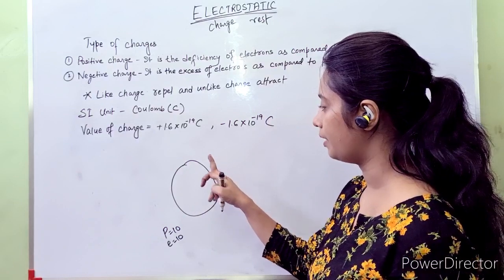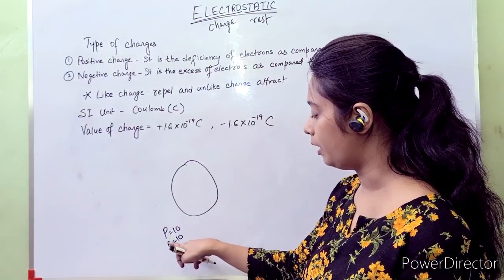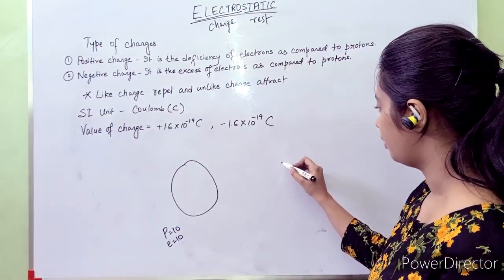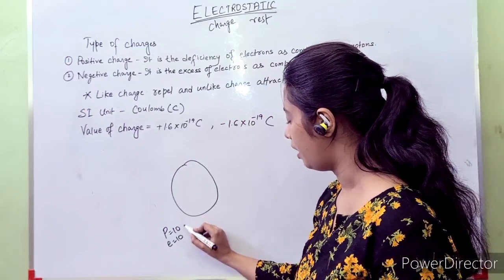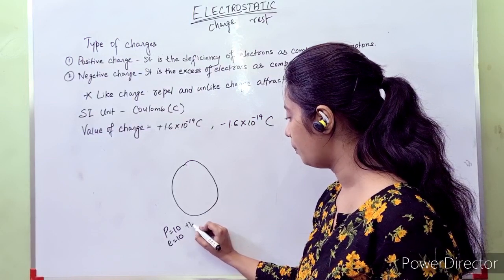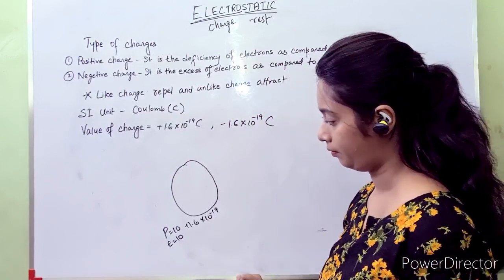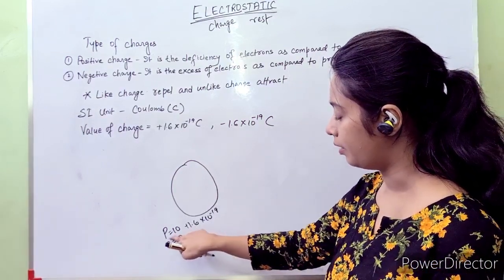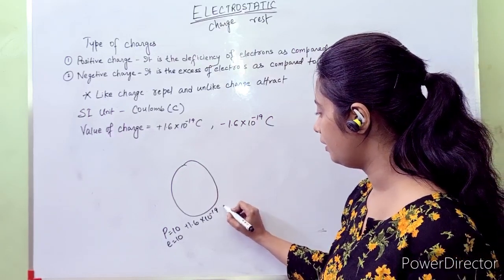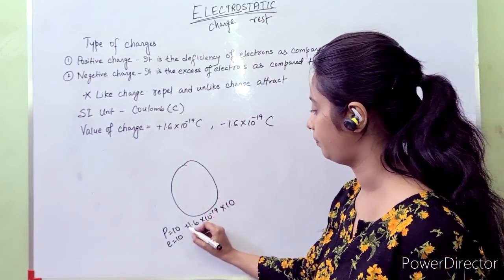An atom is electrically neutral, that means the number of protons will be equal to the number of electrons, and the charge of a proton is plus 1.6 into 10 to the power minus 19. Here the number of protons is 10, so into 10. This is the total positive charge in this atom.